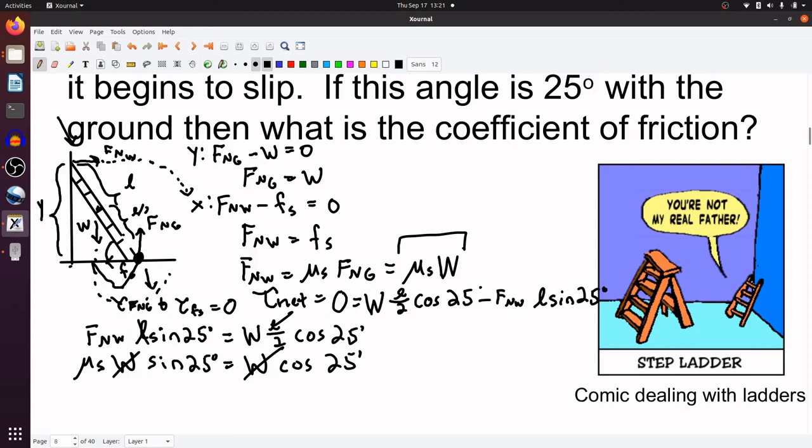And so move my sine to the other side, and that gives me mu s is equal to the cosine over sine. It's going to be the cotangent of 25, or I always write this as 1 over the tangent of 25, because I don't have cotangent, at least not on my calculator. So let's figure out what that is. All right, 1 divided by the tangent of 25, closing parentheses, gives me 2.14.